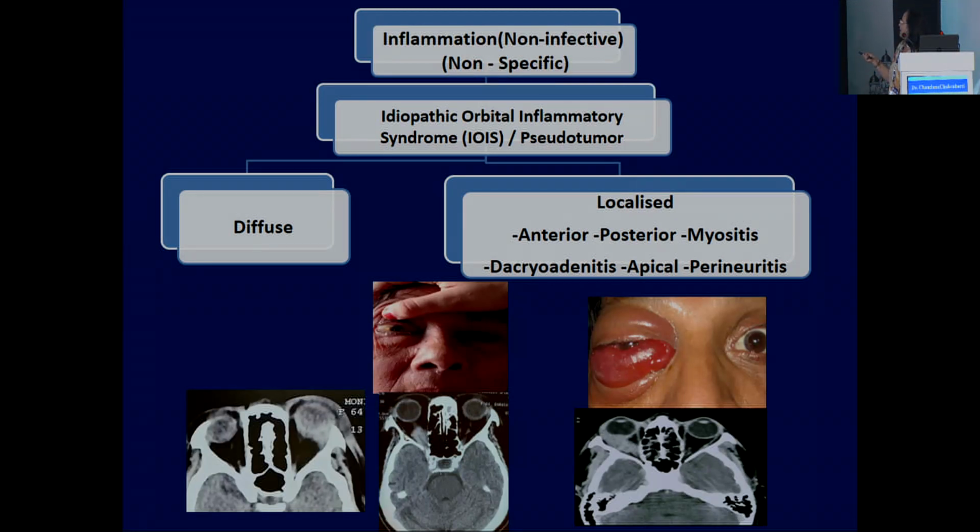There are some examples. It could be a diffuse inflammation, or it could be a localized inflammation. A localized IOI can present as a case of dacryoadenitis. It can present in the apical variety. It can involve the orbital apex or cavernous sinus, or it can involve a single muscle or multiple muscles. So these are the different varieties. And you should remember that these may also be combined.